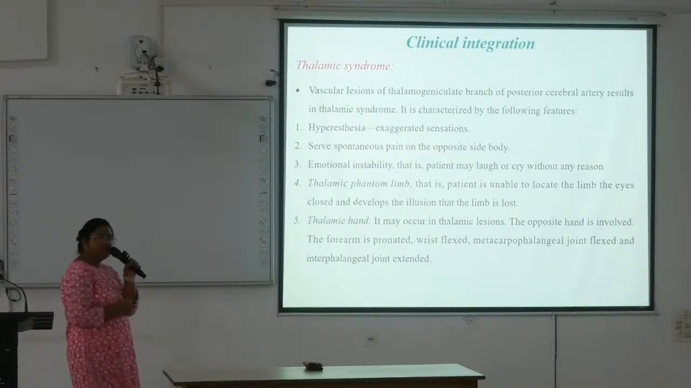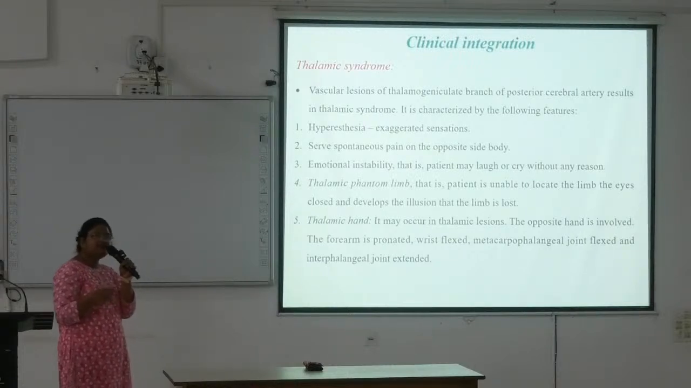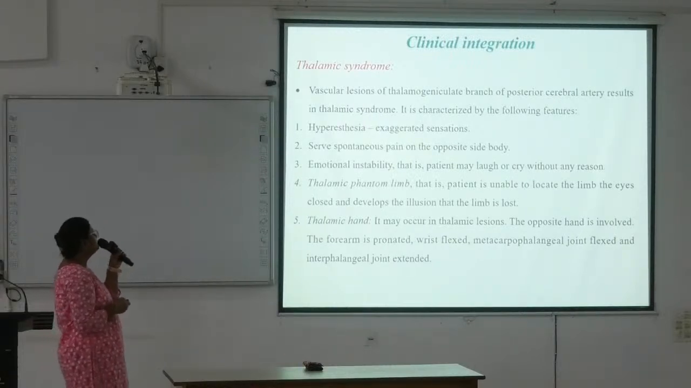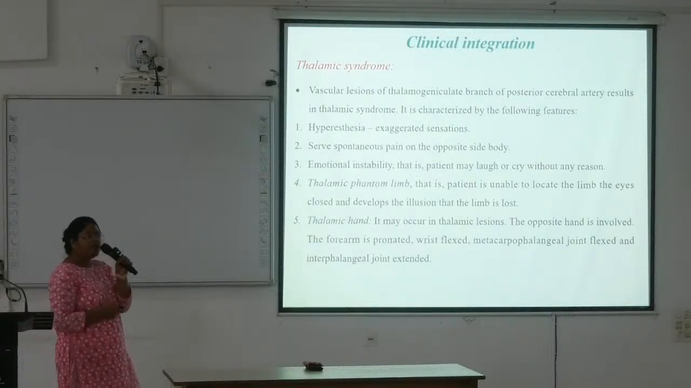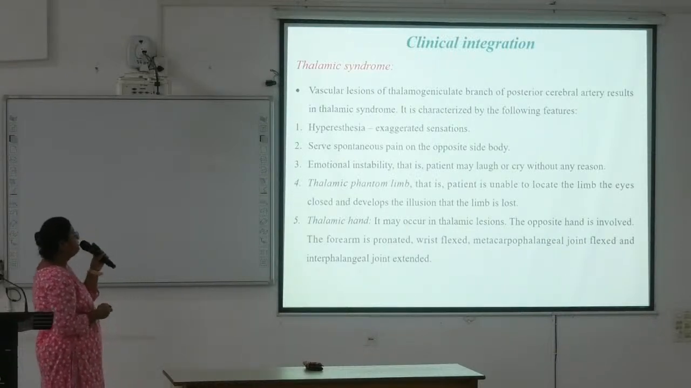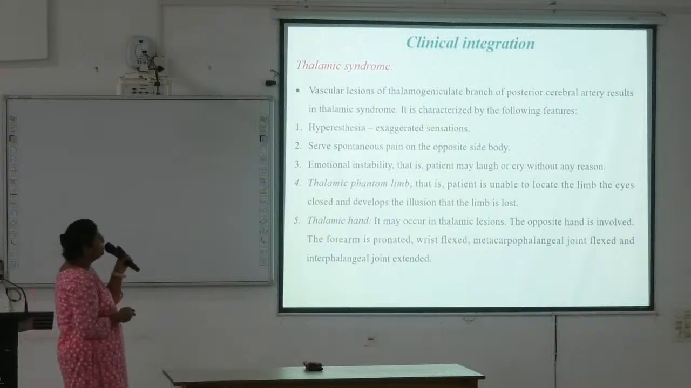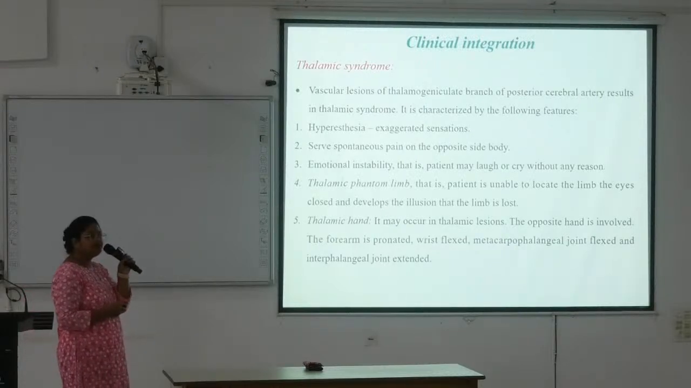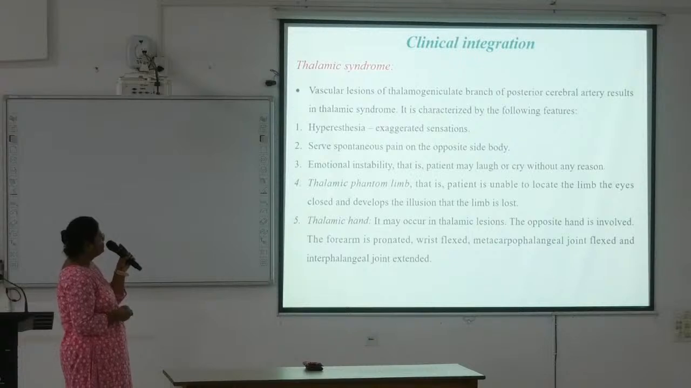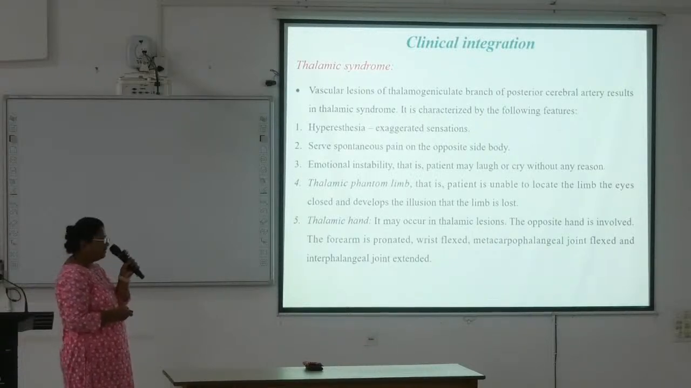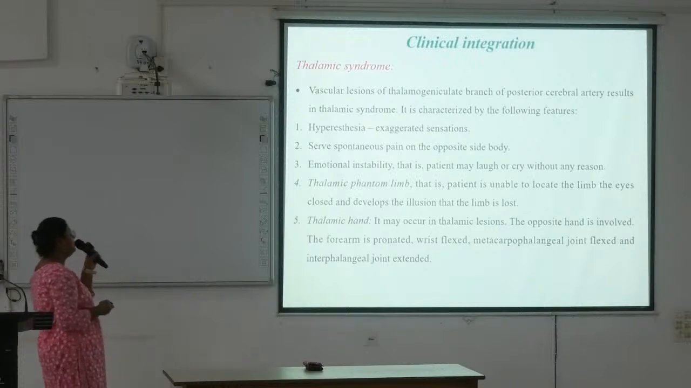Hyperesthesia, exaggerated sensation. It is a relay station, so there will be exaggerated sensation. Severe spontaneous pain on the opposite side of the body. Emotional instability, that is, patient may laugh or cry without any reason. Thalamic phantom limb, that is, patient is unable to locate the limb if the eyes are closed, and develops the illusion that the limb is lost. Okay, so this is thalamic phantom limb.